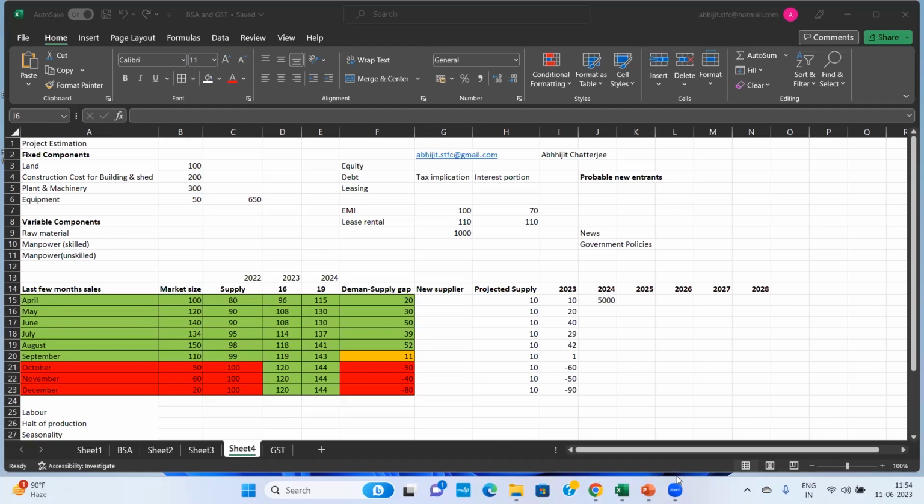110, again, there is a gap in understanding, Bharat. Please understand. 110 rupees is for lease rental, not for the EMI. Your EMI is 100 rupees. If you see, I have written it clearly. EMI is 100 rupees. Lease rental is 110 rupees. Lease rental, you cannot break up into principal and interest, boss. You can break up EMI into principal and interest. How can you break up lease rental into principal and interest? Tell me. Can you break up lease rental into principal and interest?